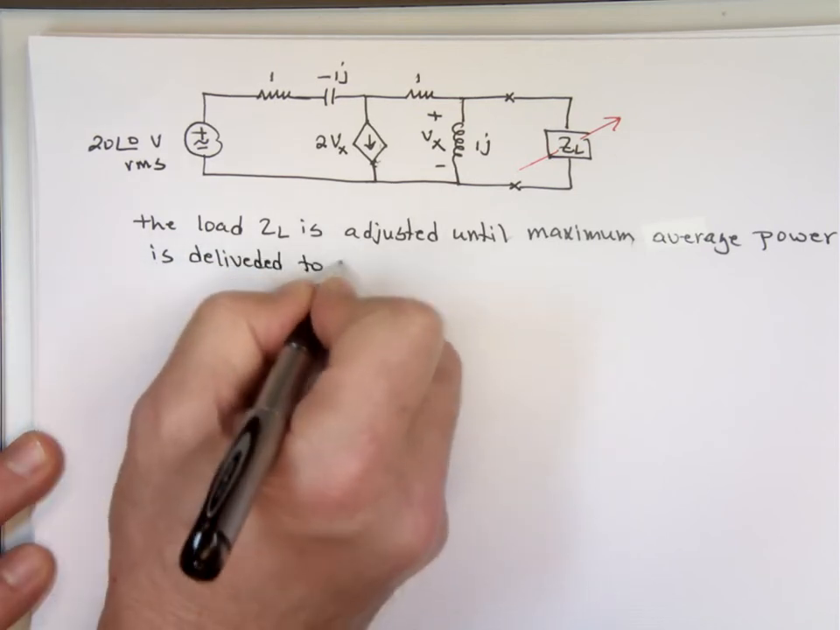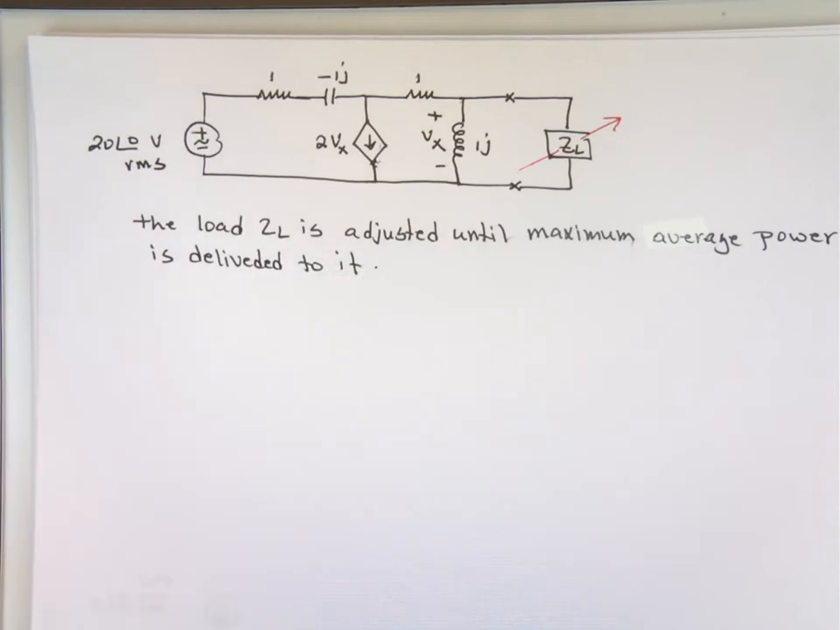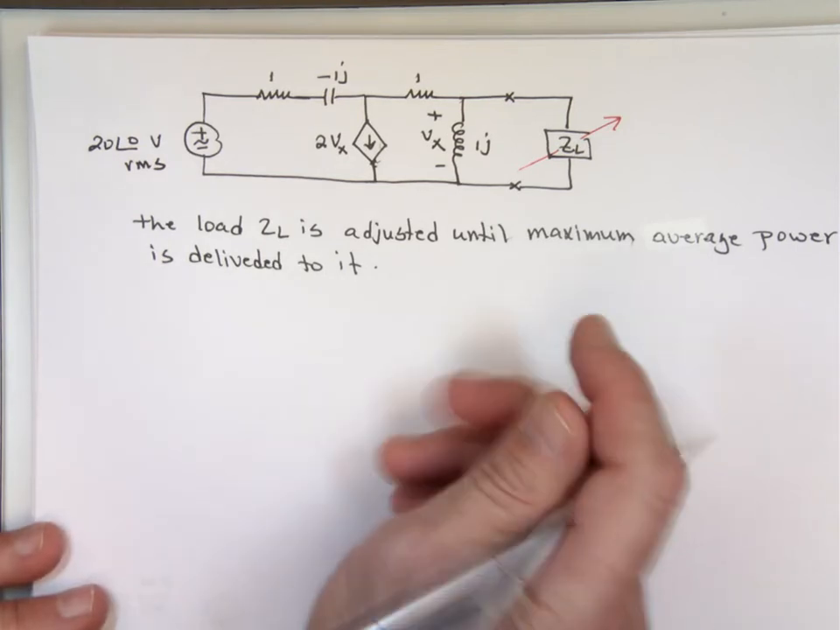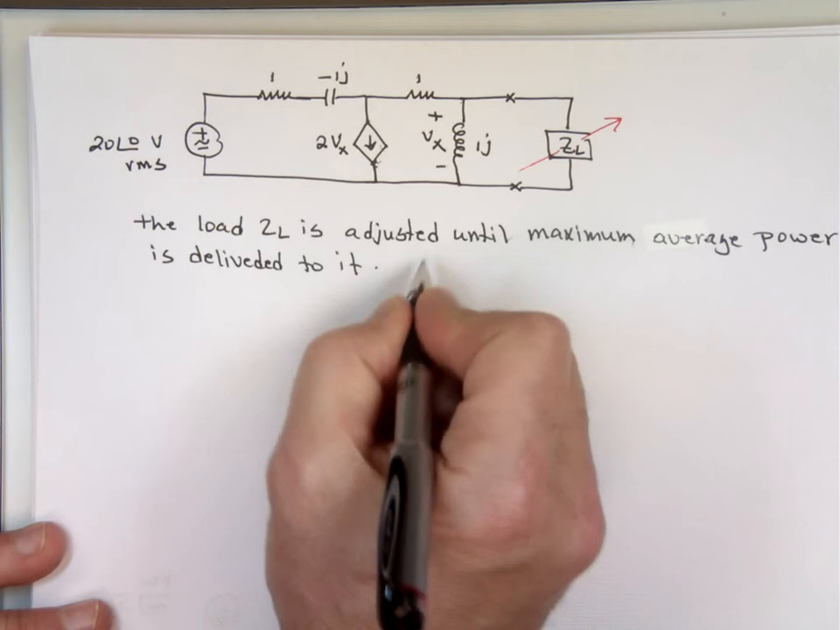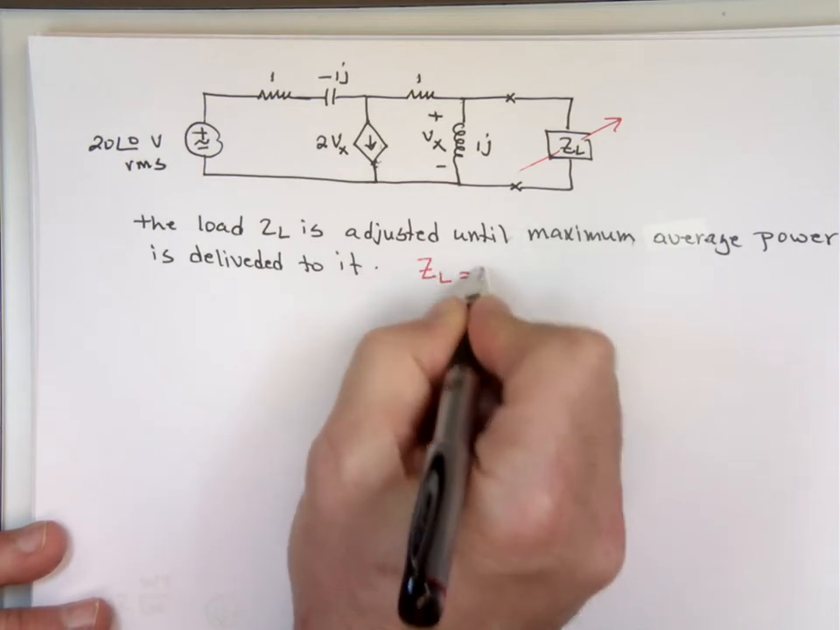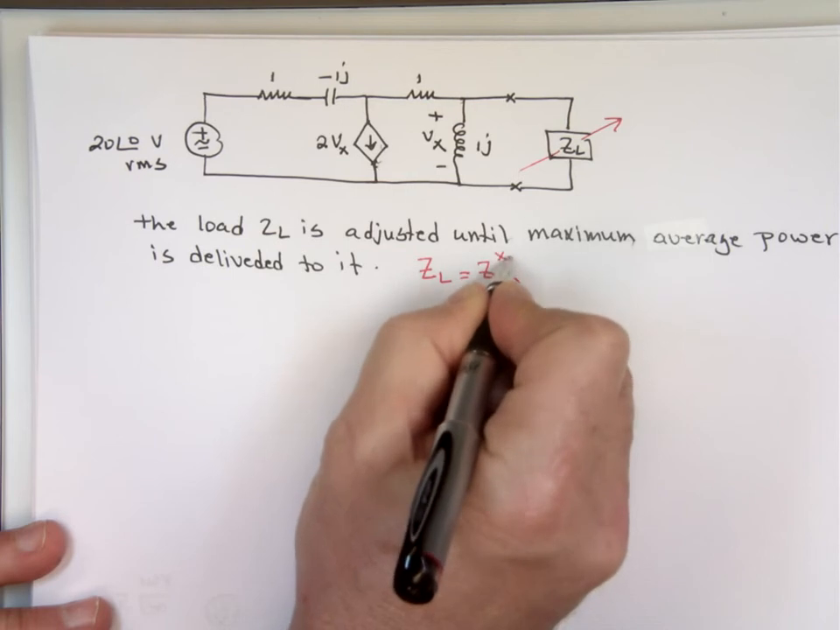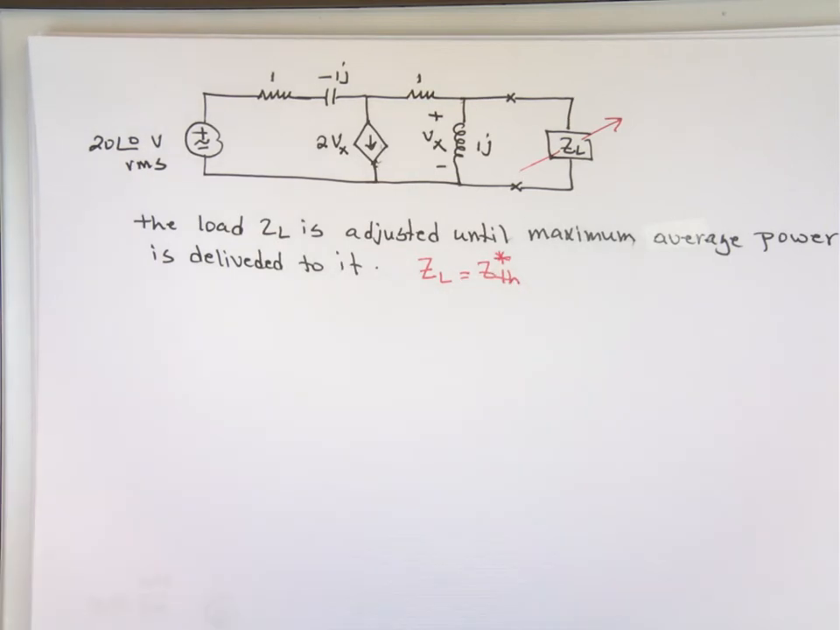So what does that mean? They don't tell us what ZL is. That's significant. That statement tells me a lot, actually. ZL can be whatever you want it to be. No, not whatever you want. You want to get maximum average power. It's the conjugate of... yes. ZL has to equal what? Z Thevenin conjugate. So you have to go and find Z Thevenin for the circuit and let ZL be that. It's not any number. For maximum average power delivered, you want ZL to equal Z Thevenin conjugate.